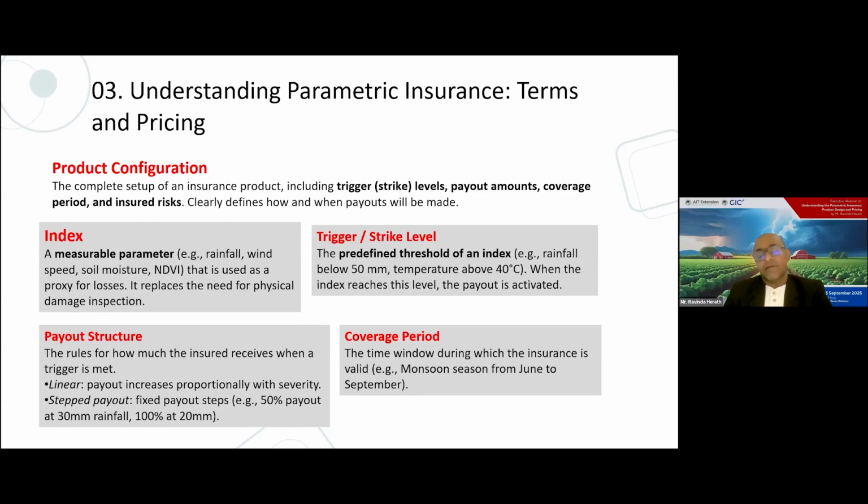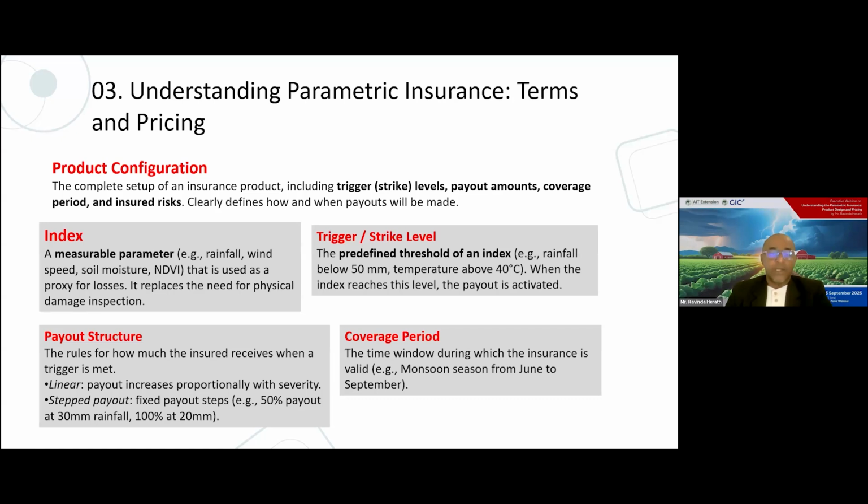Strike and trigger levels. The strike and trigger levels are defined from the index, as predefined thresholds on the index. To design this, we use many pricing methodologies to bring these levels most favorable in line with the client as well as the insurer. The payout structure: when we talk about the payout structure in this product design, there are actually three payouts, but I will discuss the third one later. Here I mentioned two because these are the most popular and mostly used payouts.